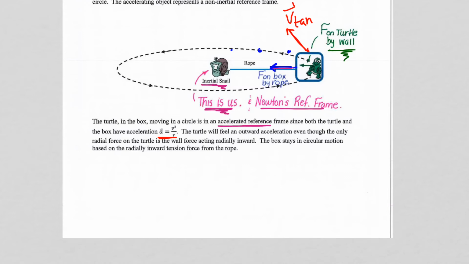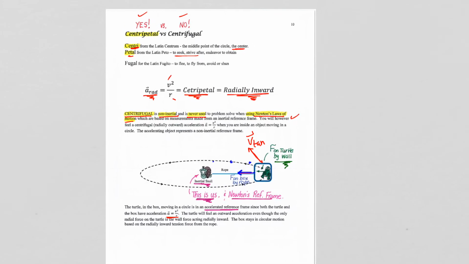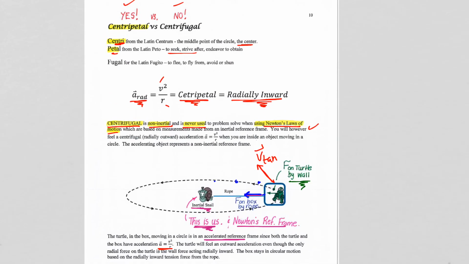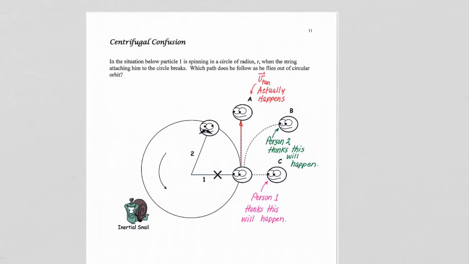And we'll do a lot more with this in chapter 5, so we don't need to go into detail with forces. So the bottom line for us is that centripetal, yes. Centrifugal, no. Radially inward, yes. V squared on r. So we have one more page of notes about this centrifugal to talk about, and that would be this situation.